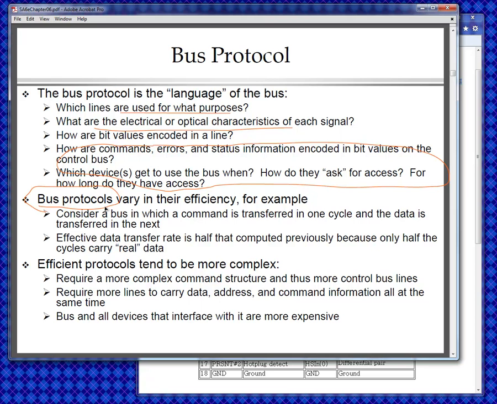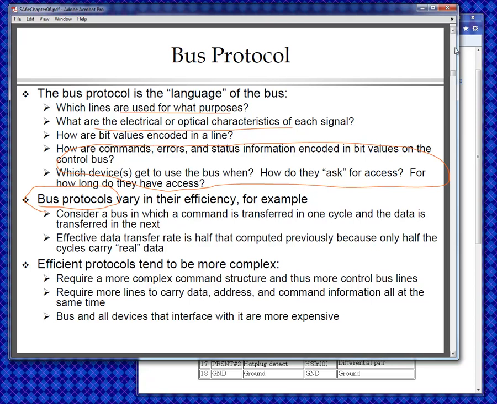So different bus protocols, say PCIe versus PCI-X, vary in their efficiency. Let's take some extreme examples here. Imagine we have a bus protocol in which we use one cycle to transmit a command, say read or write, and an address, and then in the next cycle we transfer one group of data bits. Then the cycle after that, we transfer another command, then after that, another set of data bits. Well, how much data can actually move across the bus? If every piece of data has to be preceded by a command, in essence, half the available bus cycles aren't being used to carry data.